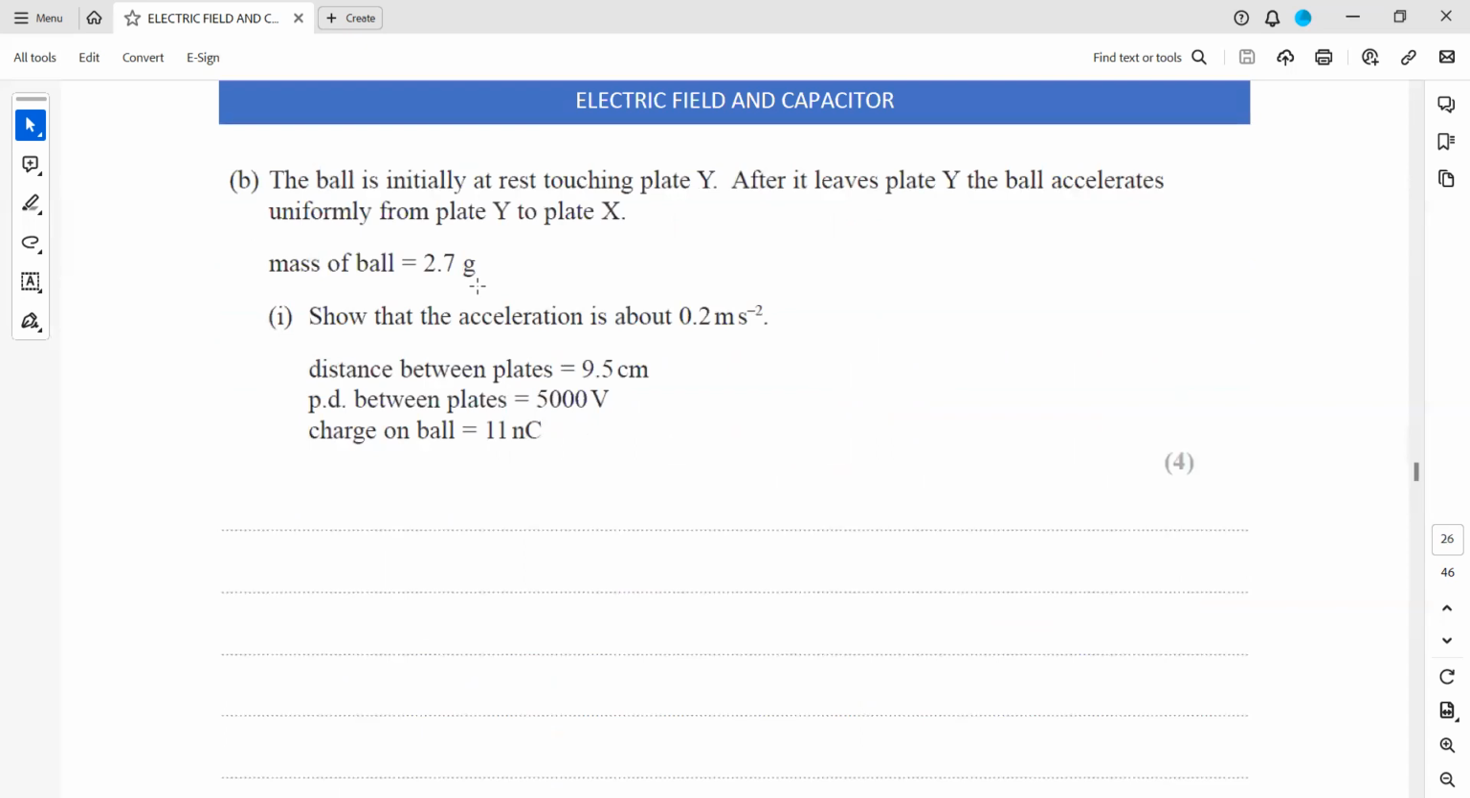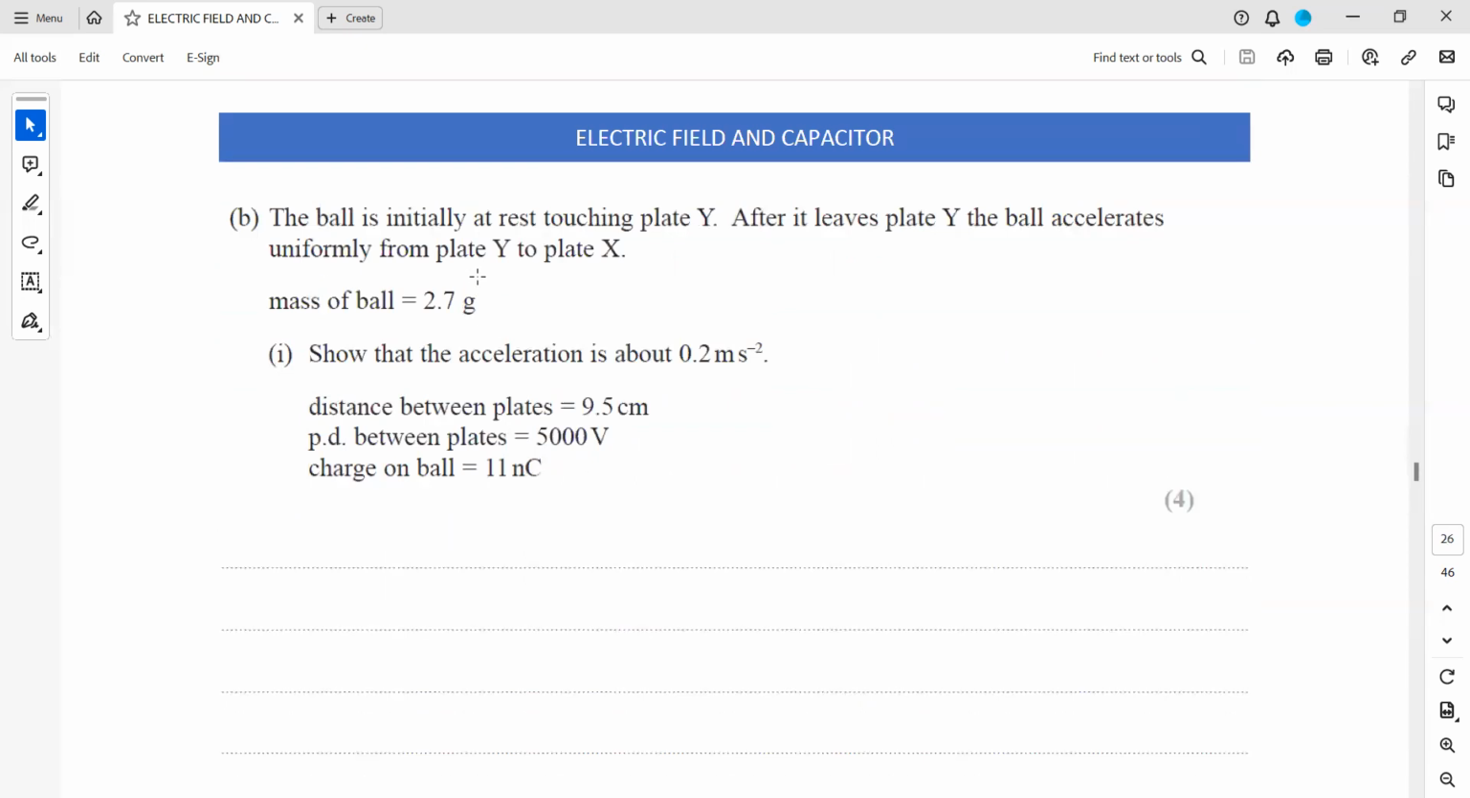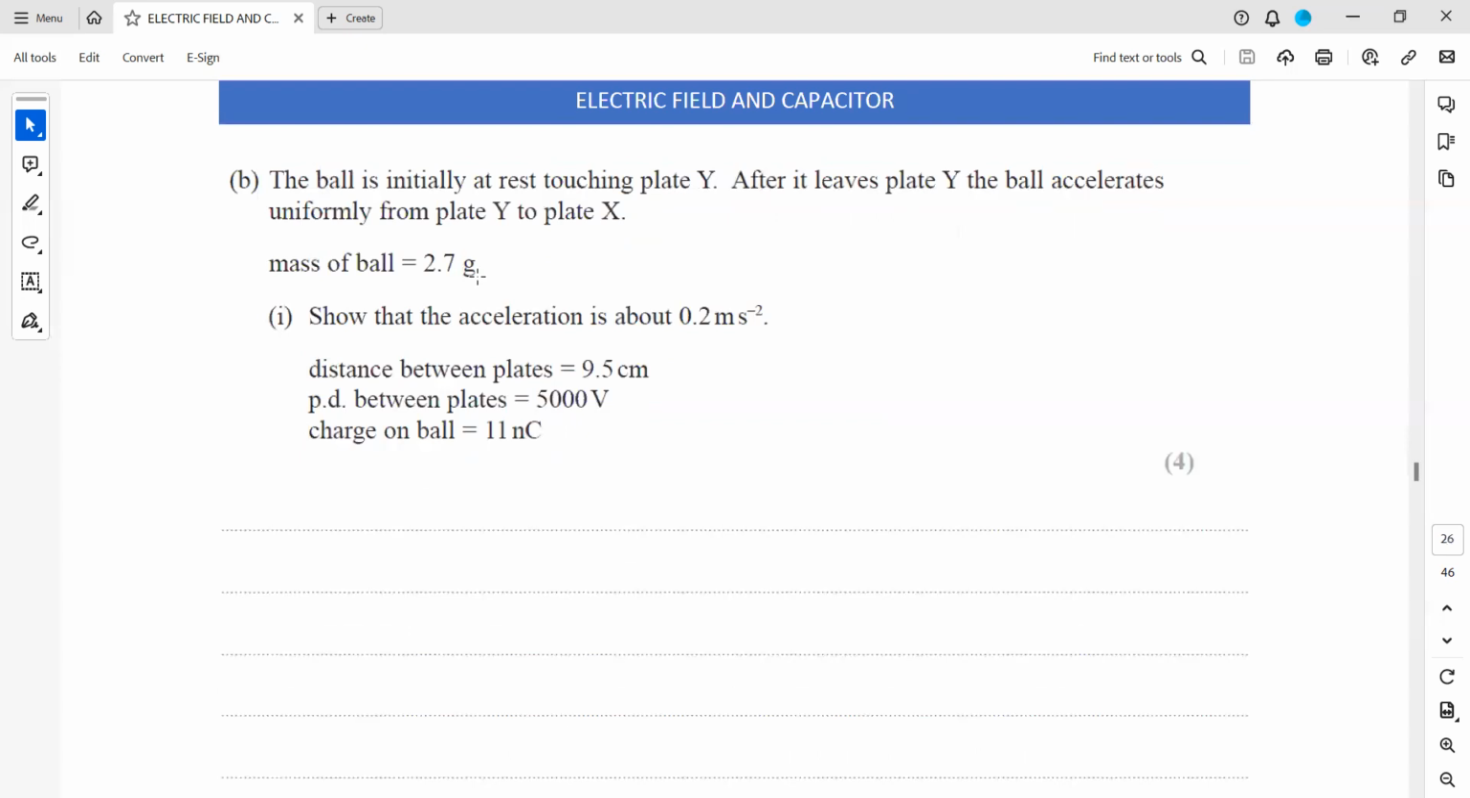The ball is initially at rest, touching plate Y. After it leaves plate Y, the ball accelerates from plate Y to plate X. The mass of the ball is 2.7 gram. Show that the acceleration is about 0.2. So how can we show the acceleration? We have the formula F equals ma, so if I want the acceleration, F divided by m is equal to a.